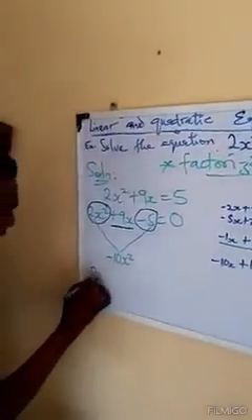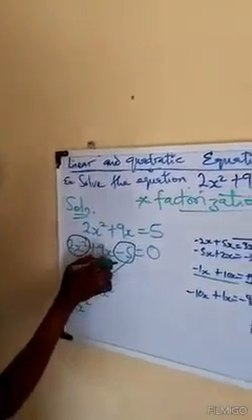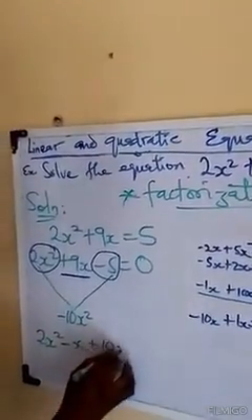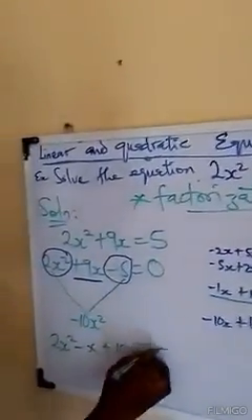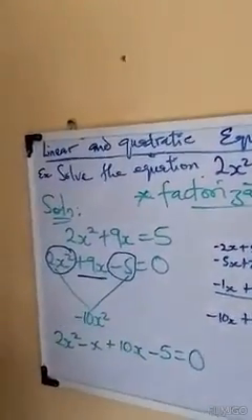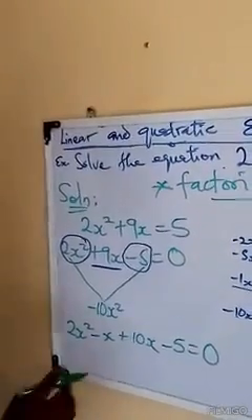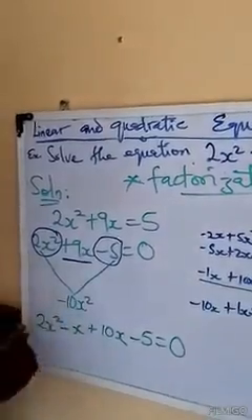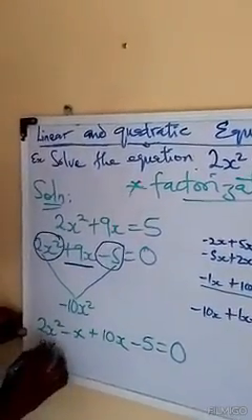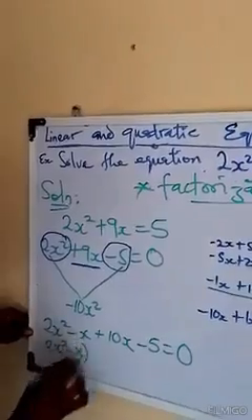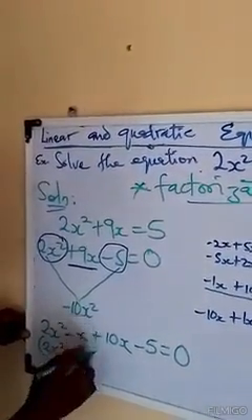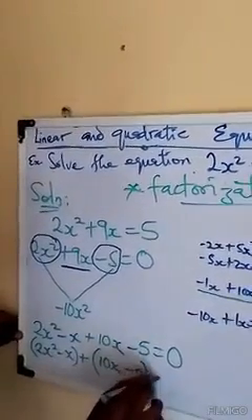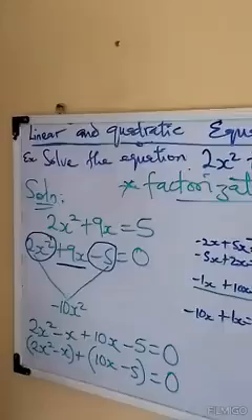Now I'm going to do it. You have 2x squared. Instead of plus 9x, I'm going to put this. So you have minus x plus 10x. Then you have minus 5, so you end up having equal to 0. Did you get that? Now I'm going to solve. Watch, I'm going to factor them now. I'm going to place them inside a box. Look at this. You have 2x squared minus x. Put it into bracket. That's factorizing. Now you have plus 10x minus 5 equal to 0. Did you see that?